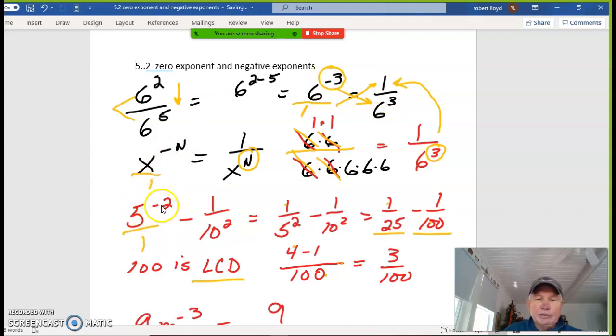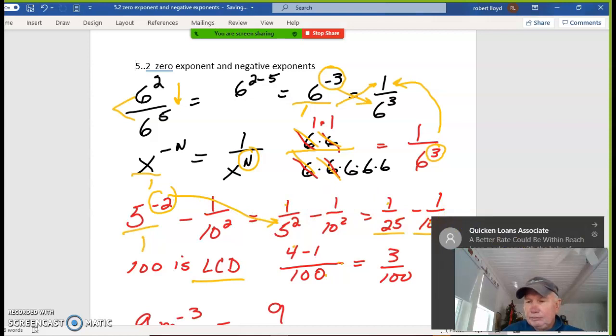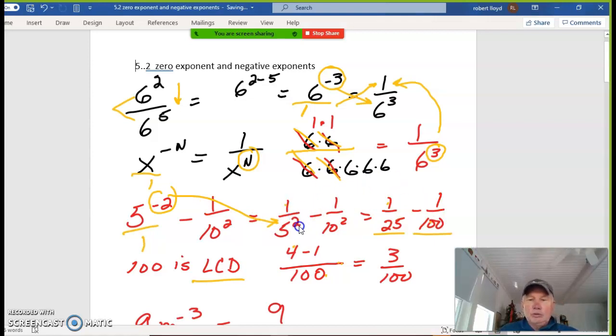So if we have 5 to the negative 2 power, that's 5 to the negative 2 over 1, minus 1 over 10 squared, we change the negative 2's position to make it a positive. So we have 1 over 5 squared minus 1 over 10 squared. This would be 1 over 5 times 5, 1 over 25, minus 1 over 10 squared, which would be 1 over 100.